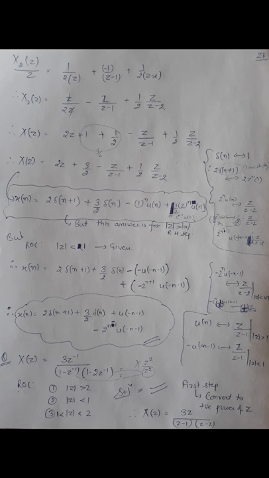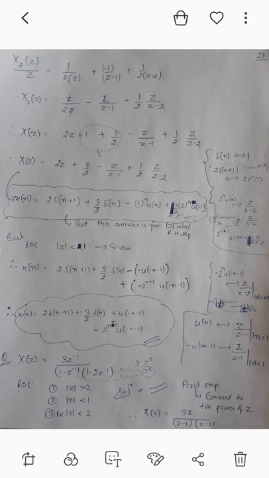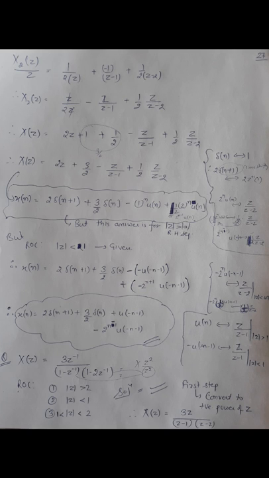I can give you a hint for this question: first convert into positive powers of z. How will you convert to positive powers of z? Multiply with z square and divide by z square, and find out the value, that is x(n), for all the cases, all the 3 cases.